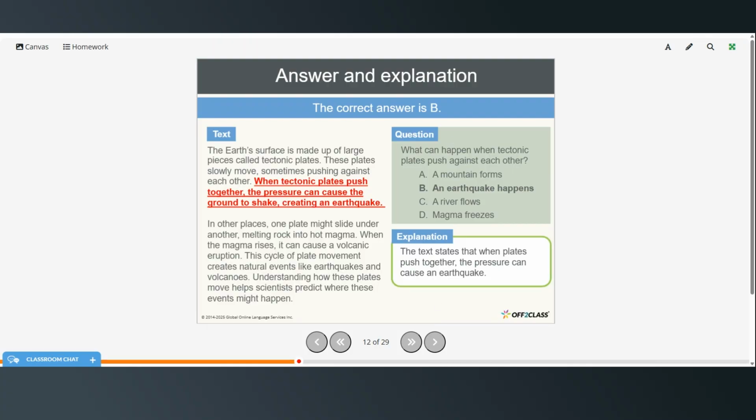Okay, the question, what can happen when tectonic plates push against each other? And the correct answer is B, an earthquake happens, and this is stated directly in the text.